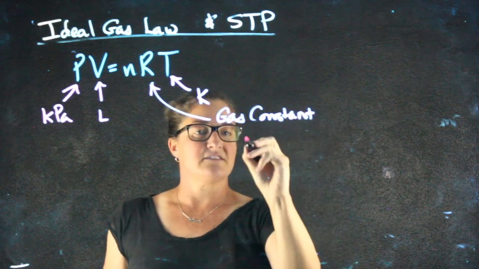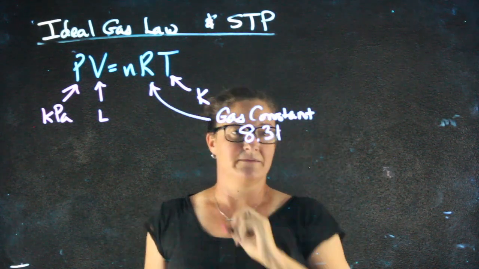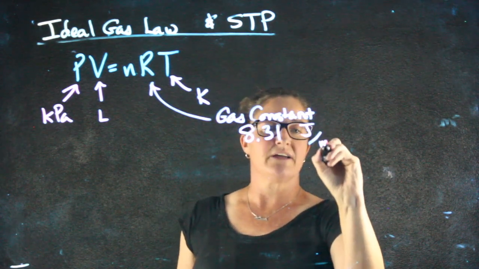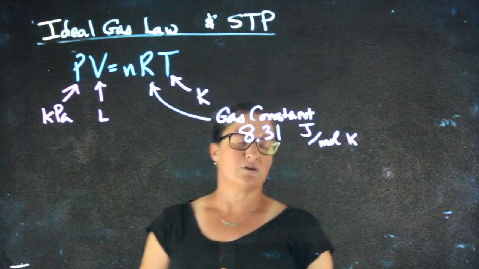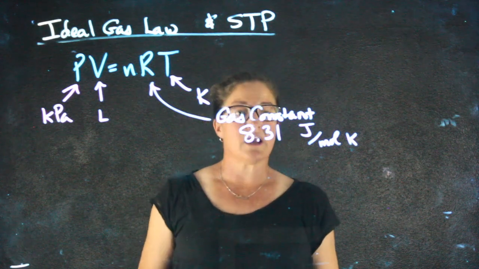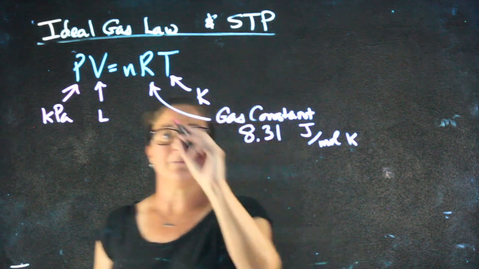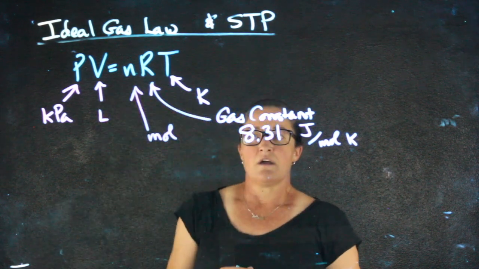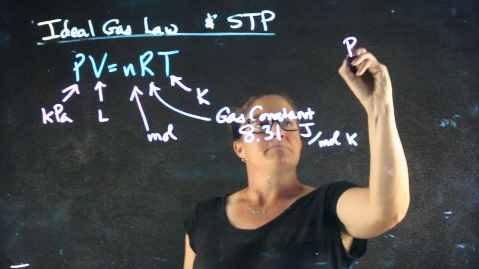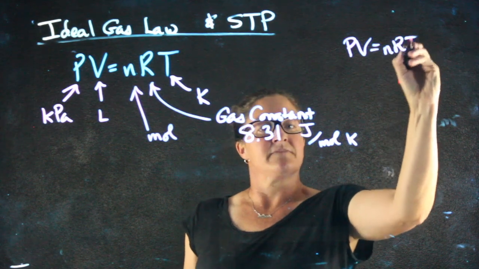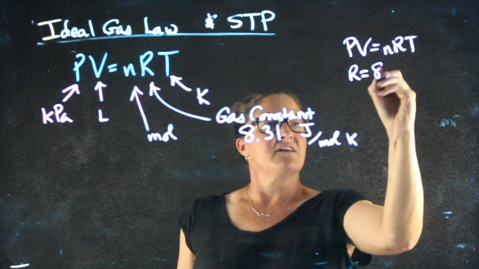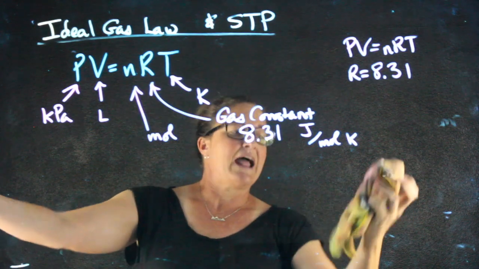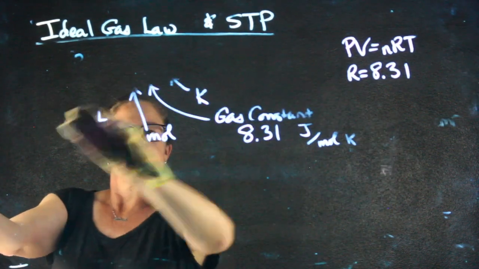And that gas constant is 8.31. The units on it are joules per mole Kelvin. You may see other units as well. You won't need to use the units on it. This is something you're given in the data booklet. n is the moles of gas present. I'm going to write this off to the side. PV equals nRT. And R, being a constant, is always going to be the same value, 8.31. Let's take a look at how we would use this in a problem.